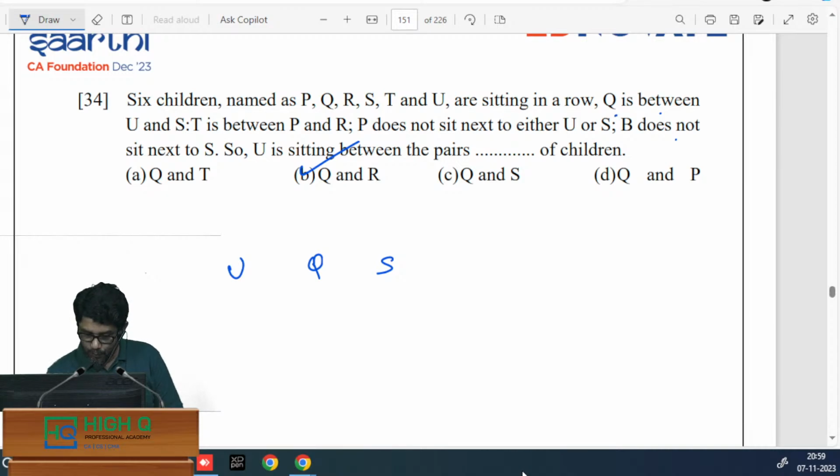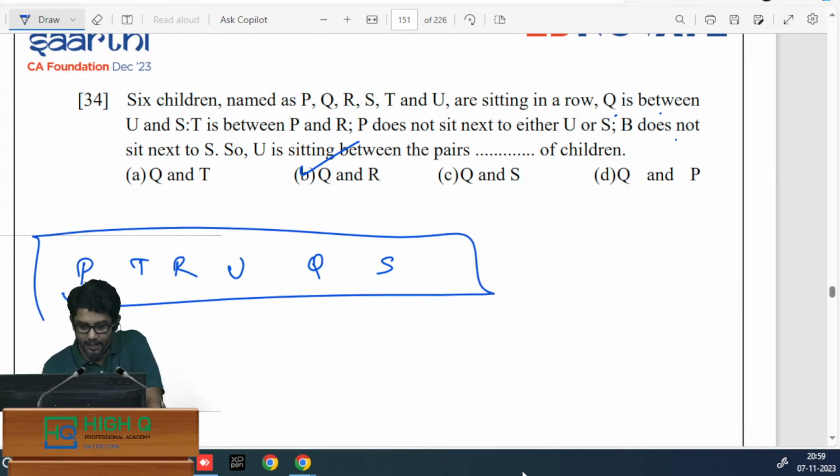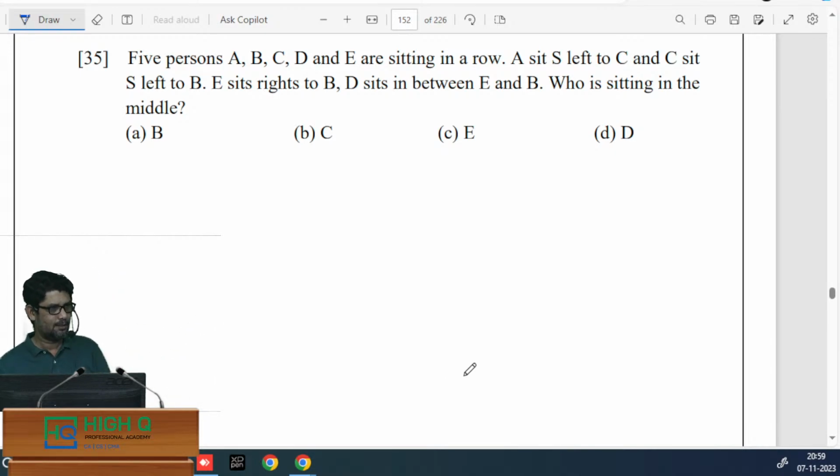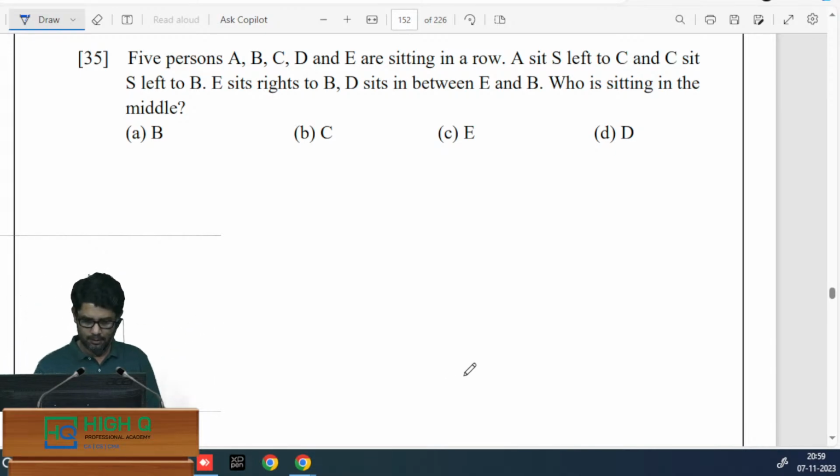Q is between U and S. Correct? So can we have P, T, R? Can we have this arrangement, my dear? P, T, R, Q, S. And the question is, where is U sitting? R and Q. There are two more arrangements. Yes, of course, one more arrangement is there. Even in that arrangement also you are going to get the same answer.